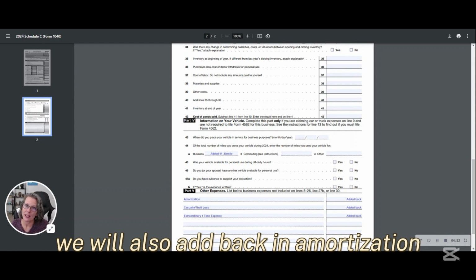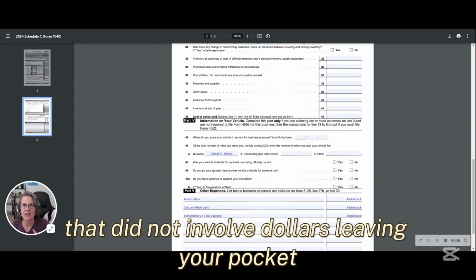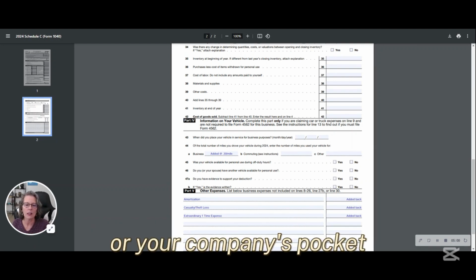We will also add back in amortization because that's once again one of those paper losses that did not involve dollars leaving your pocket or your company's pocket.